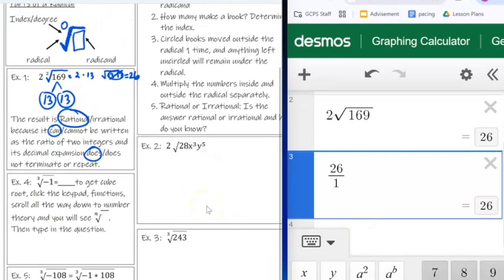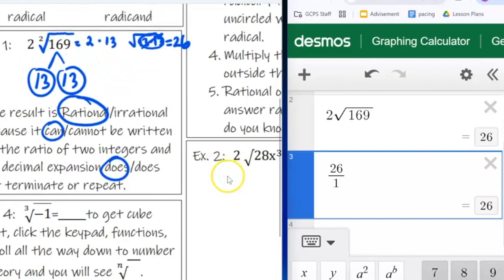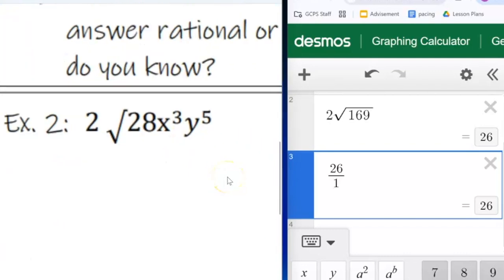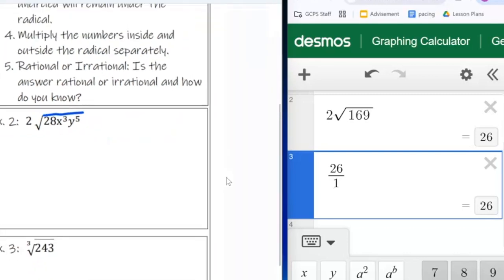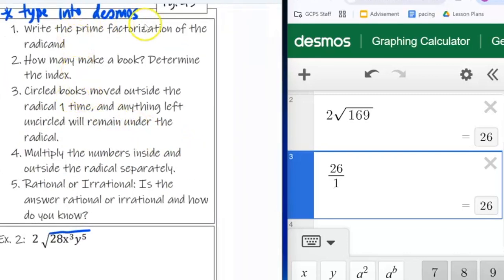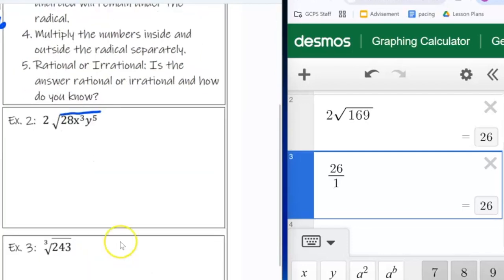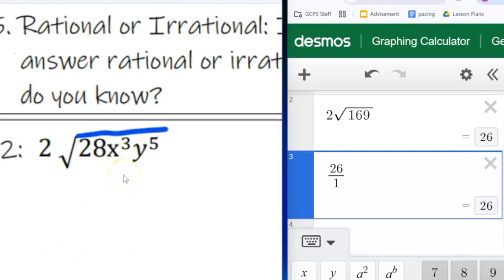All right, so now I've done example 1. Can you do example 2? I'll start you off with example 2 because it has variables. Again, the process is the same. Write the prime factorization of the radicand. The only thing is we also have letters. So as you are breaking this down, I'm going to break this down.